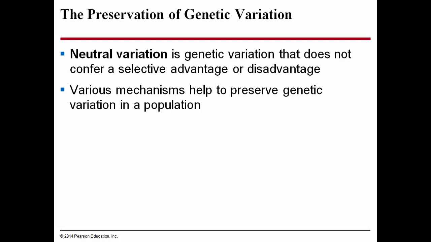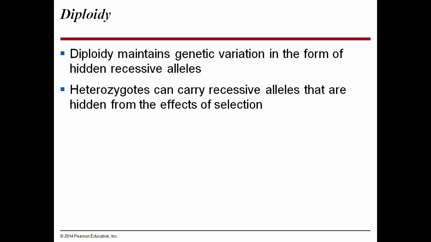Preservation of genetic variation. Neutral variation is genetic variation that does not confer a selective advantage or disadvantage. Various mechanisms help to preserve genetic variation in a population. Diploidy maintains the genetic variation in the form of hidden recessive alleles. Heterozygotes can carry recessive alleles that are hidden from the effects of selection. They only become visible or apparent under certain conditions of natural selection that would select for those hidden recessive traits.